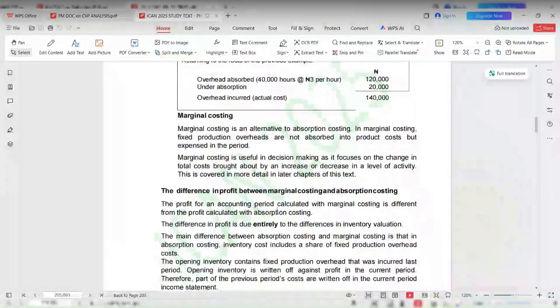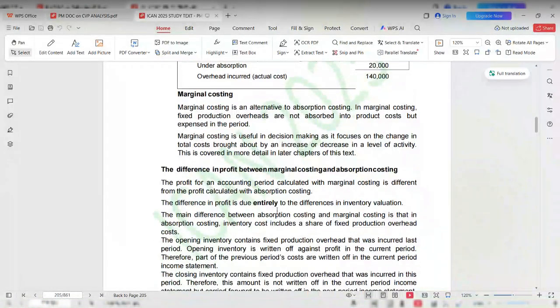The difference in profit between marginal costing and absorption costing. What is the difference? Don't neglect this kind of question, they can ask. The profit of an accounting period calculated with marginal costing is different from the profit calculated with absorption costing. What is the cause of the difference? The difference in profit is due entirely to the difference in inventory valuation. That is what normally causes the differences. Differences in what?